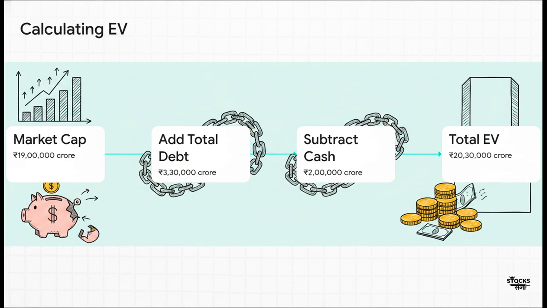So we add 3,30,000 crore. But hey, you also get to keep all the cash sitting in their bank account, so we get to subtract 2 lakh crore in cash. And that gives us our true enterprise value, 20,30,000 crore rupees. This number right here is the true debt-neutral price tag of the entire operation.